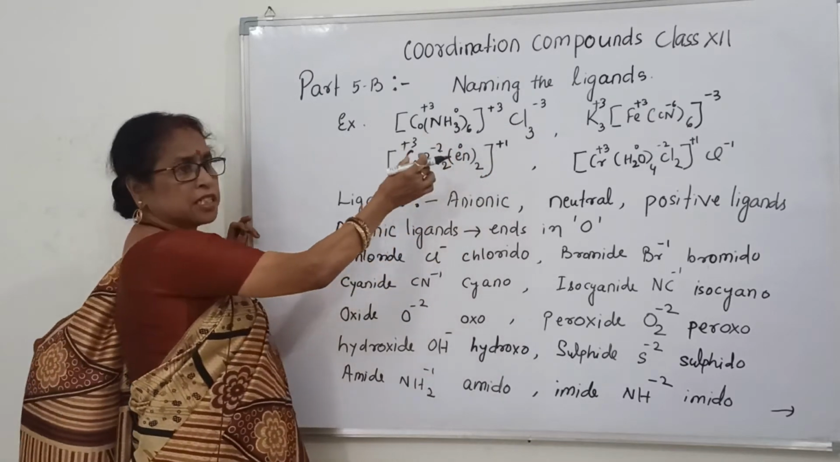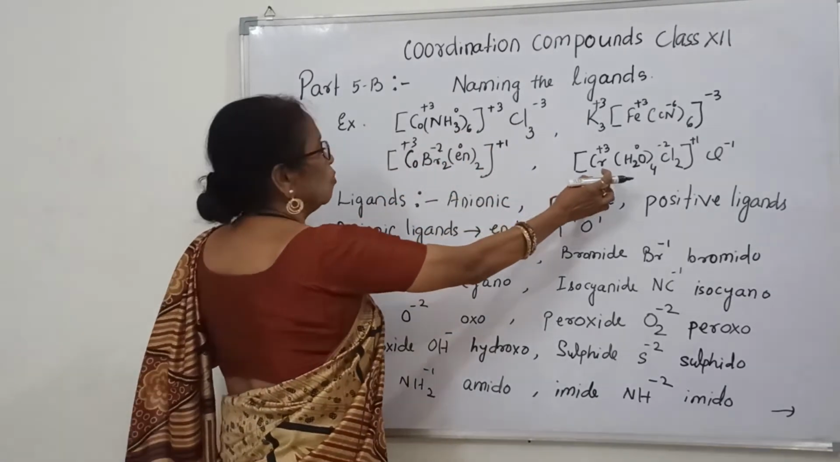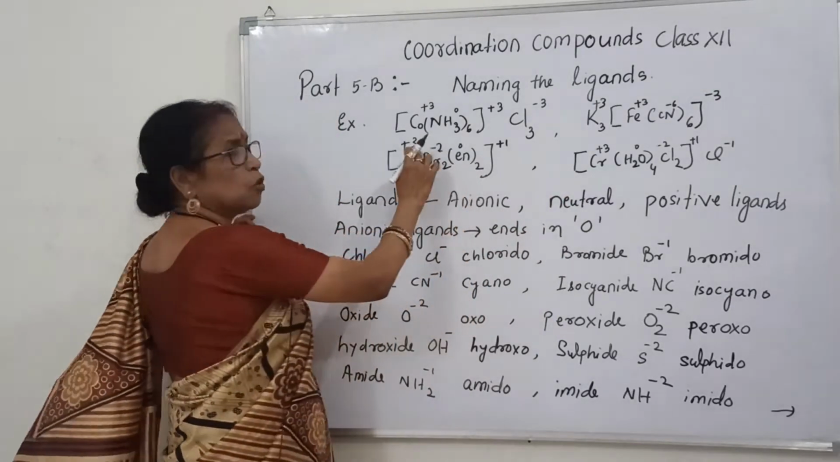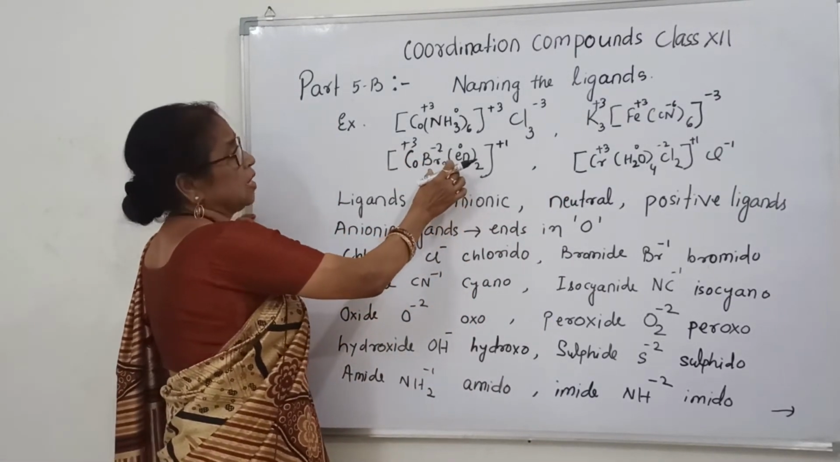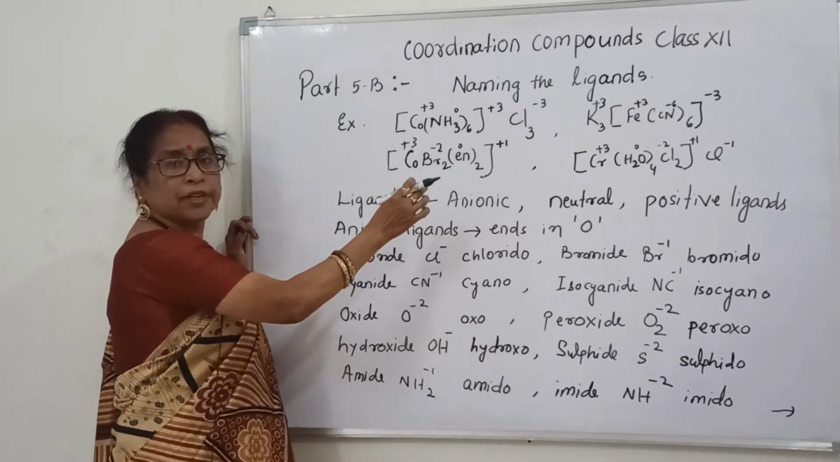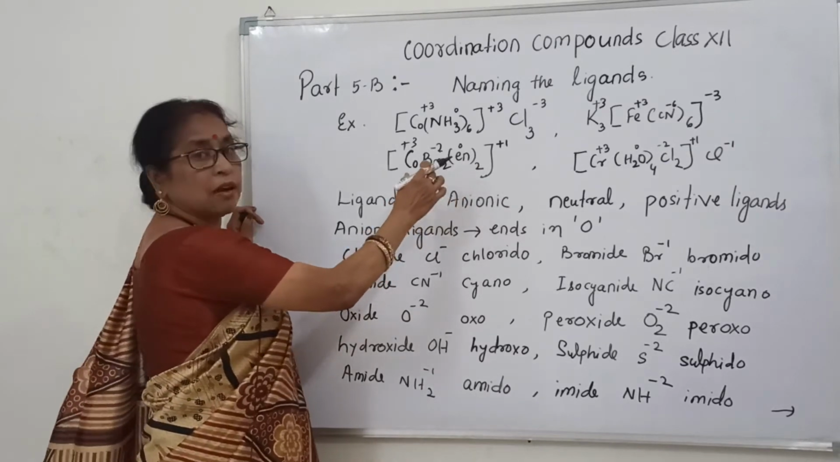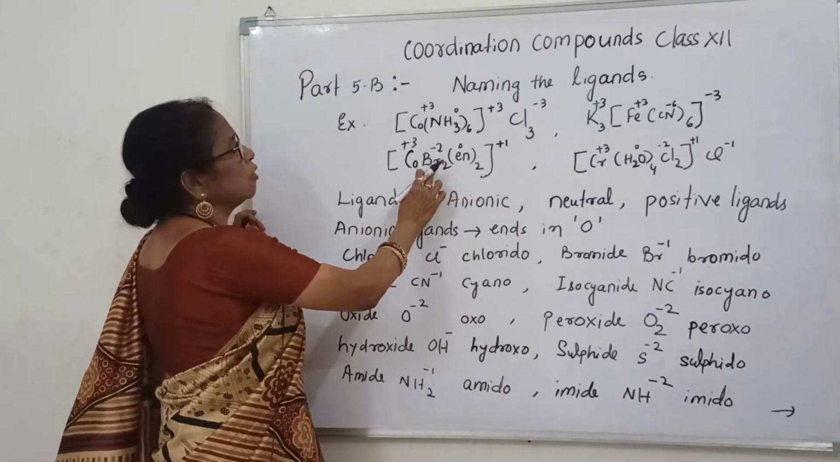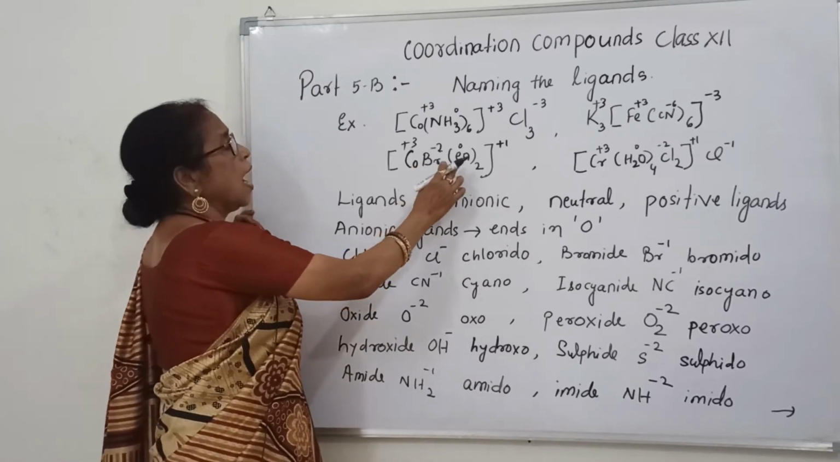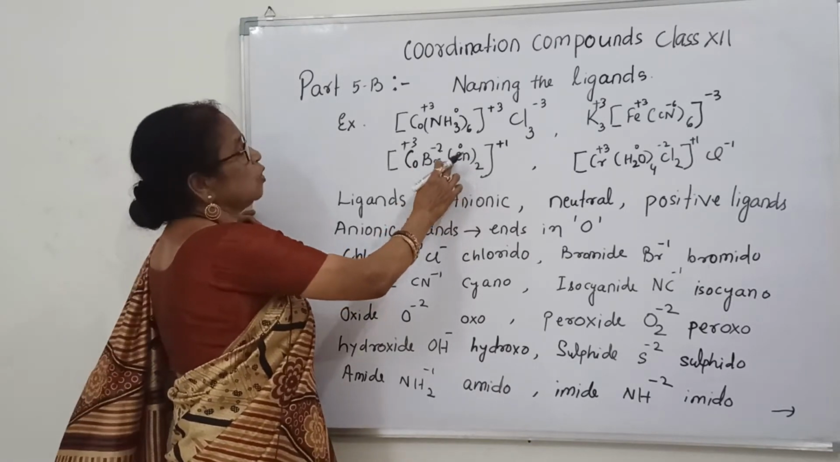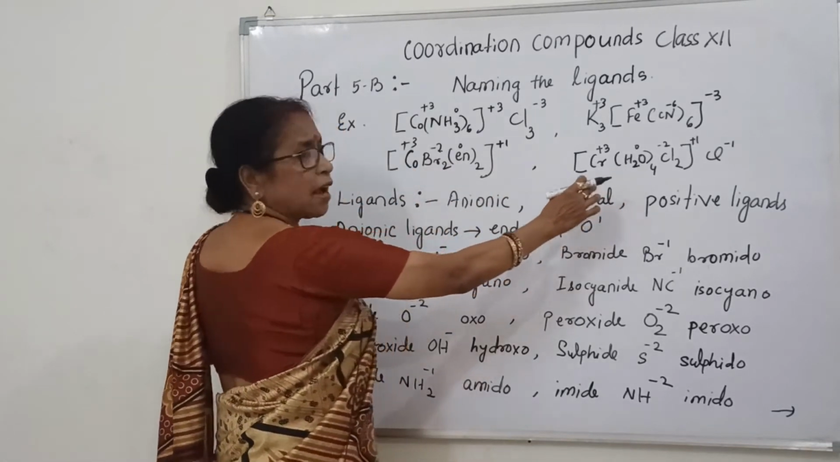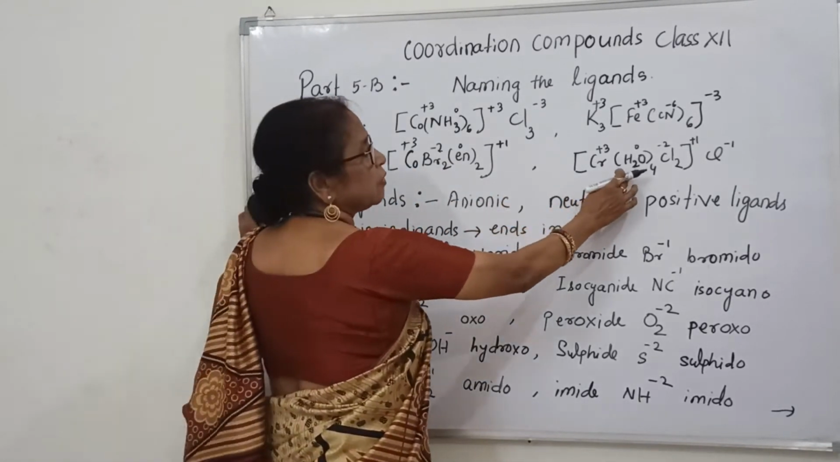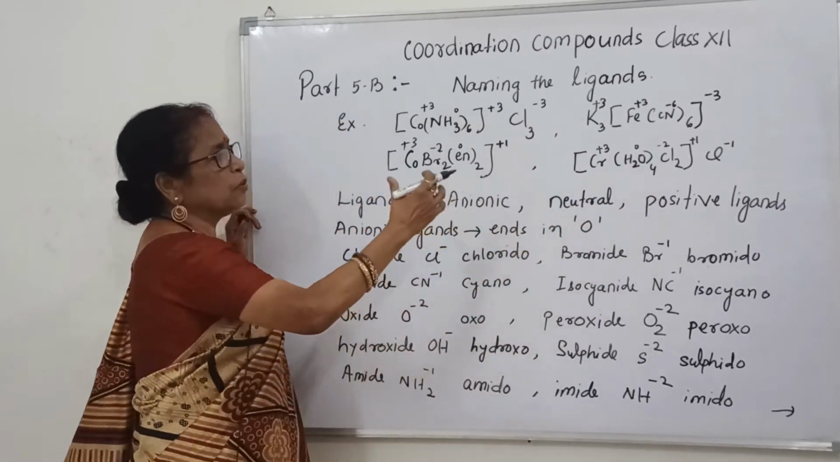Now here you can see, if there is more than one ligand, then what happens? They should be arranged according to alphabetical order. They are named in alphabetical order. Just like this is bromido and this is ethylene diamine, so you should know bromido comes first. Similarly here aqua, A is the first, Cl is the next. So how can you name it?